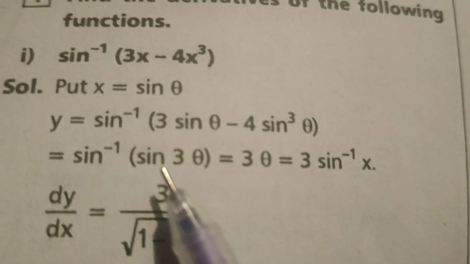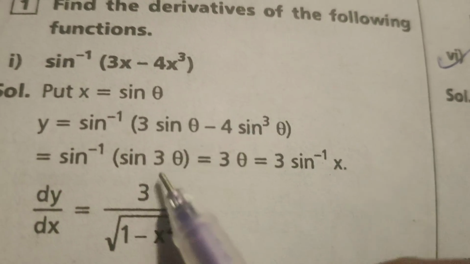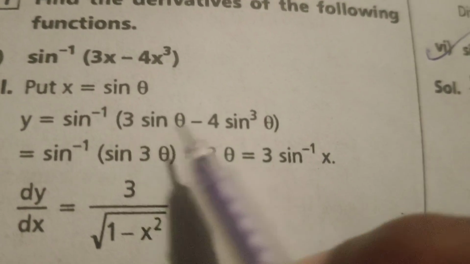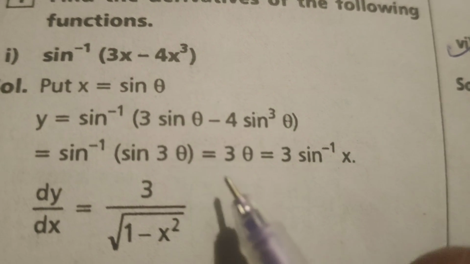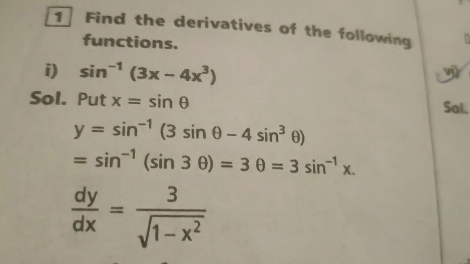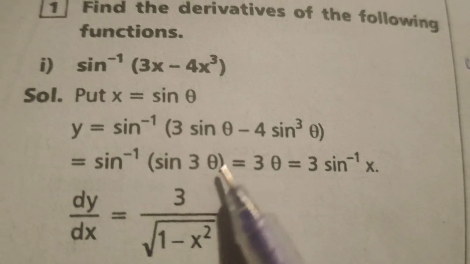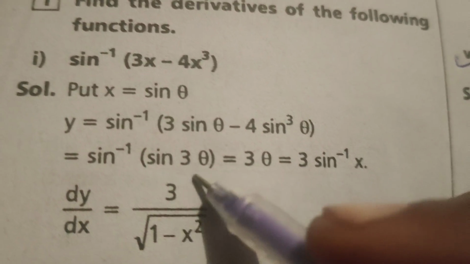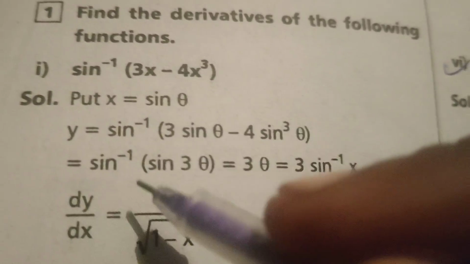Then sine inverse of this formula, sine 3 theta, by the trigonometric formula: 3 sine theta minus 4 sine cube theta means sine 3 theta. And that is, in inverse trigonometric functions, sine inverse of sine x means x. Here in place of x, 3 theta is there, therefore we'll get 3 theta.